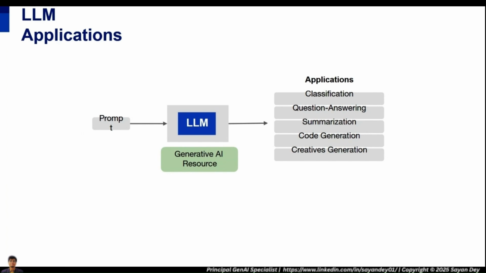But we have generally seen that with LLMs, these tasks are done more efficiently and in a more accurate way. The accuracy of the tasks is generally higher when we use large language models for these tasks.